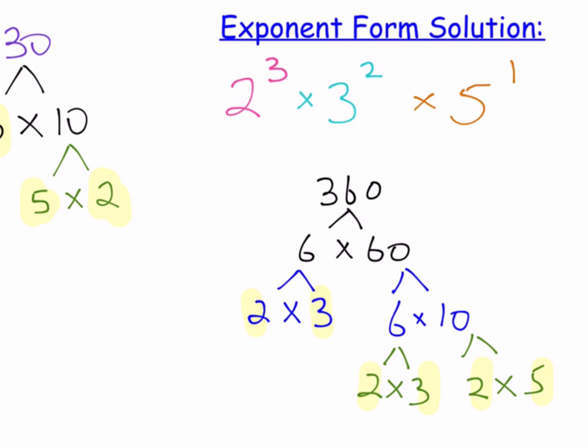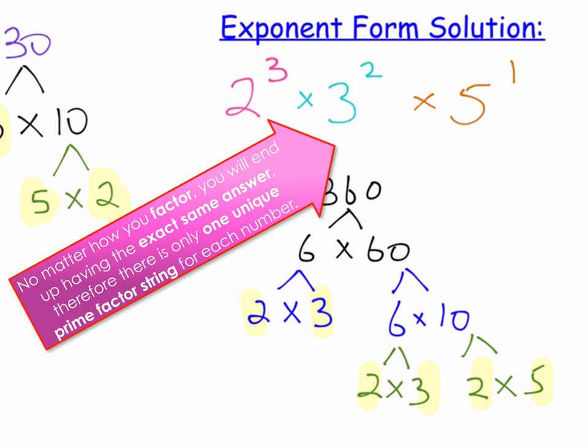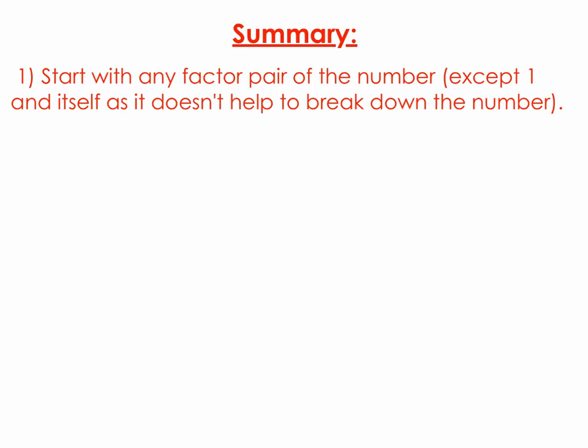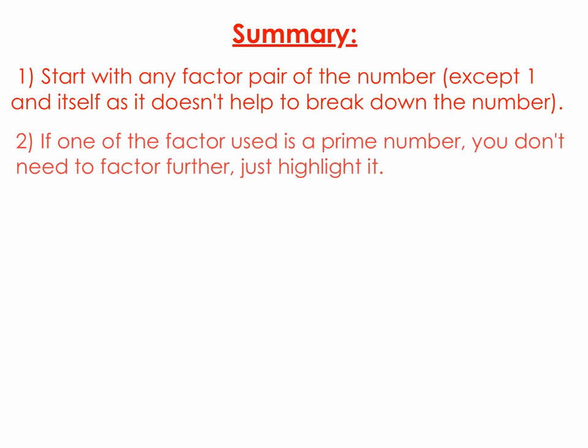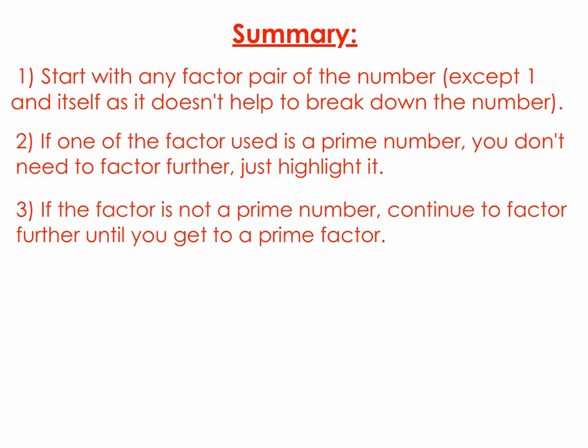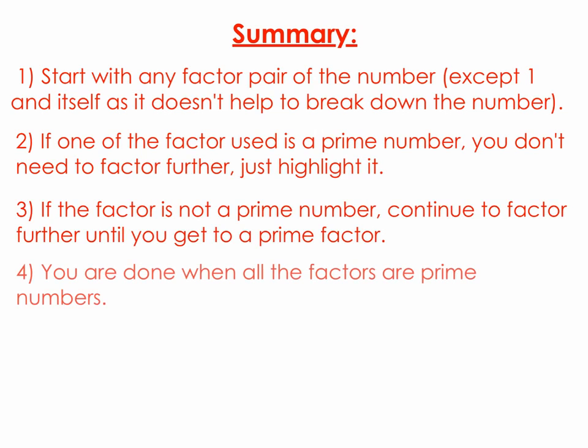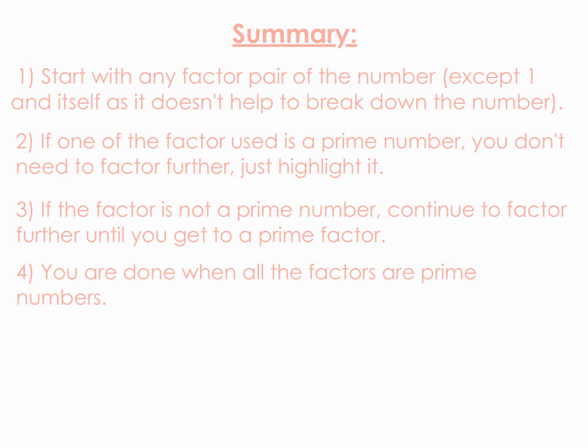Notice how the number string is exactly the same as the one above. This is why there will be one unique prime factor string for each number only. To summarize the factor tree method, you will start with any factor pair of your choice, except 1 and itself, as it doesn't help to break down the number. If one of the factors used is a prime number, you will not be able to factor further, so highlight it. If the factor is not a prime number, continue to factor further until you get to a prime number. You are done when all the factors are prime numbers.